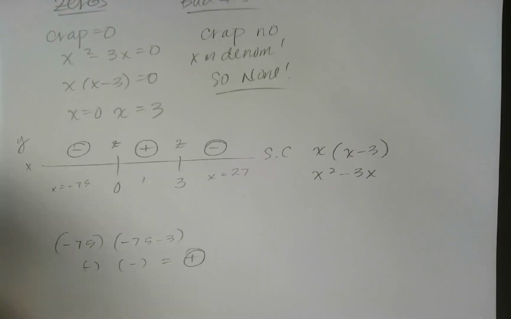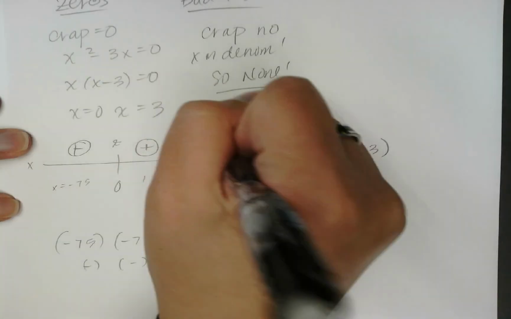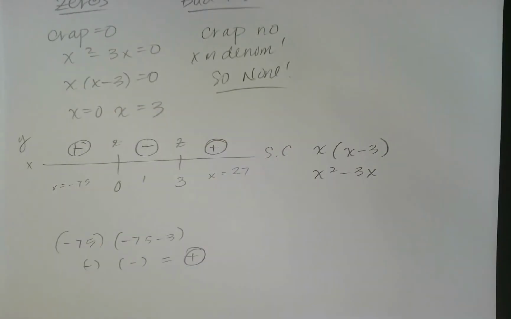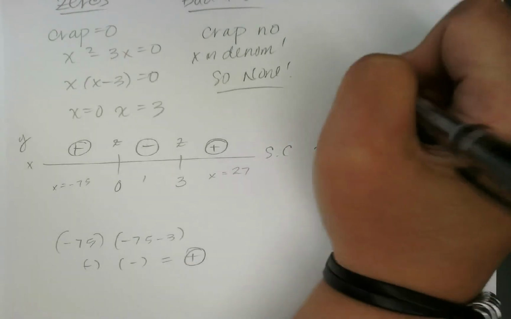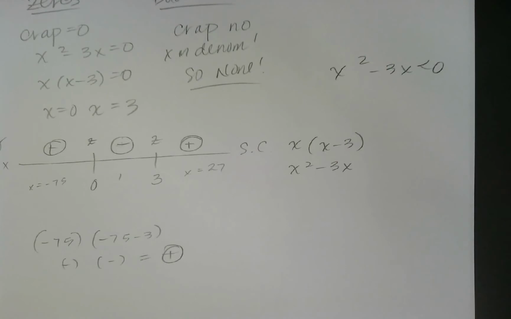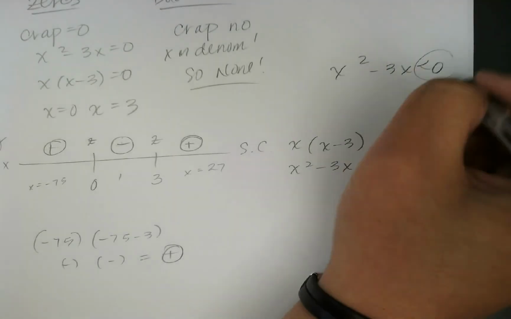Is that what you guys got? Yes, no, maybe so. Good. I see that shaking. Thank you. Alright. So, what do we want? What does our stuff start off with? We said x squared minus 3x is less than 0. So what do we want? The negative part. Negatives only.